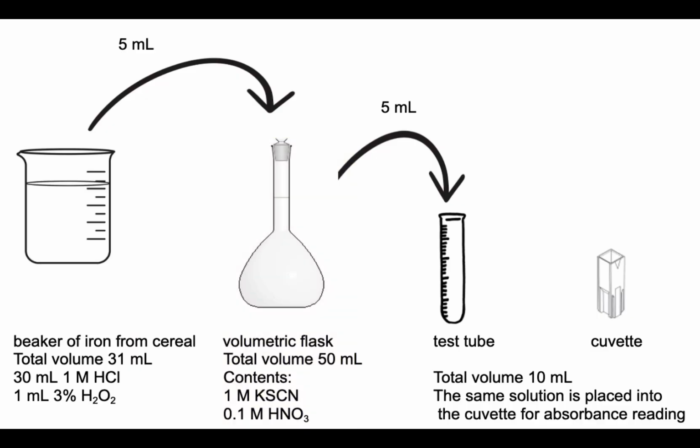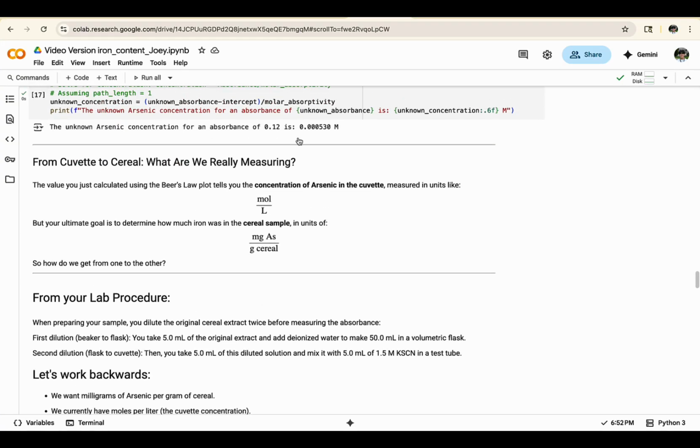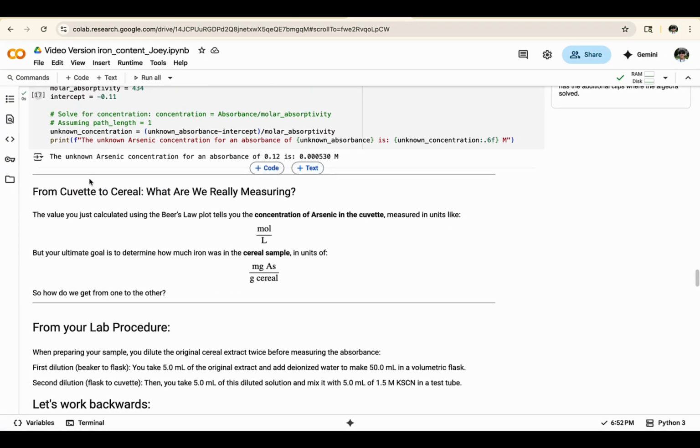Of course, those are key assumptions. Our job is to work backwards now, from the absorbance in our cuvette to the amount of iron in our beaker. So, for this next and final video, we're going to determine the first back calculation.